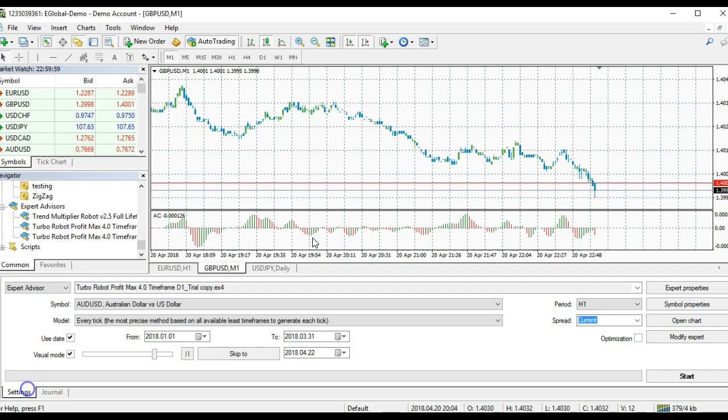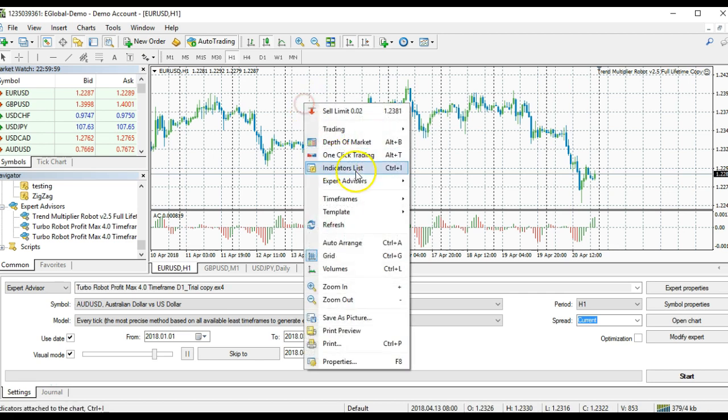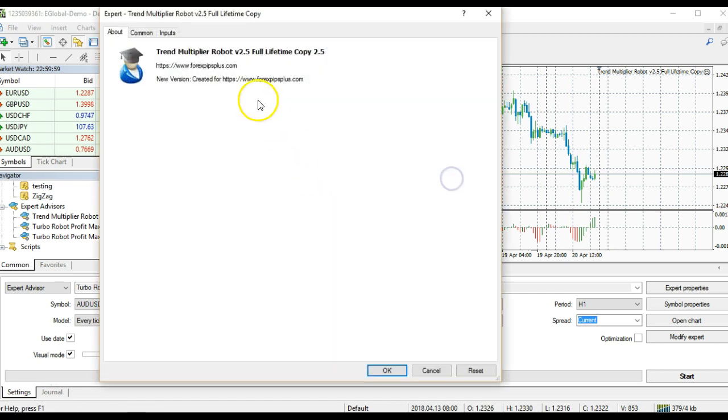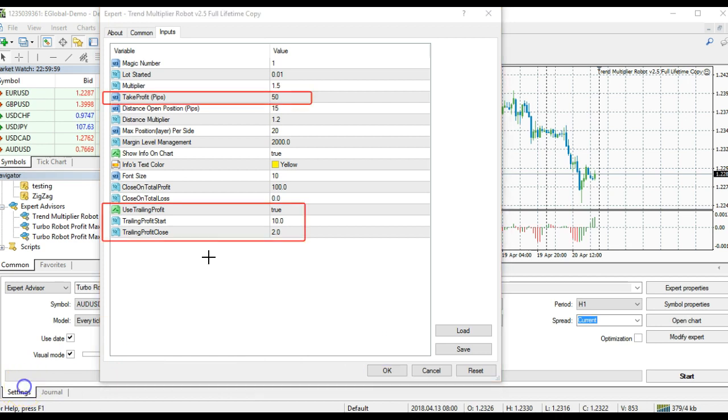Alright. So what I have here is the MT4 platform. We are installing our robot, our EA. So we have a Trend Multiplier. If you are on the Trend Multiplier, we have that here. You can see this trailing profit and also our take profit. So this is what we're going to discuss here, and this is for Trend Multiplier. We have take profit and also we have trailing profit.